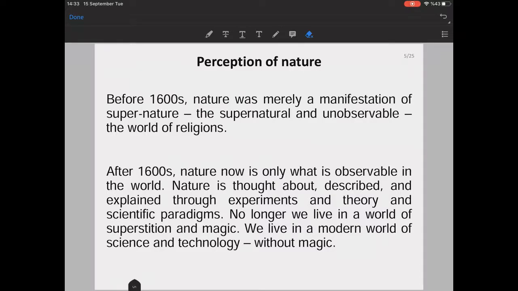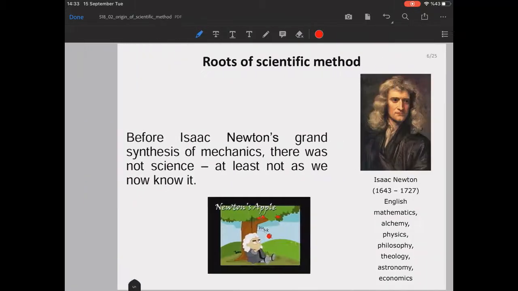Nature is now taught about, described, and explained through experiments and theory and scientific paradigms. No longer do we live in a world of superstition and magic. We live in a modern world of science and technology. So there is no more superstition or magic in our world.